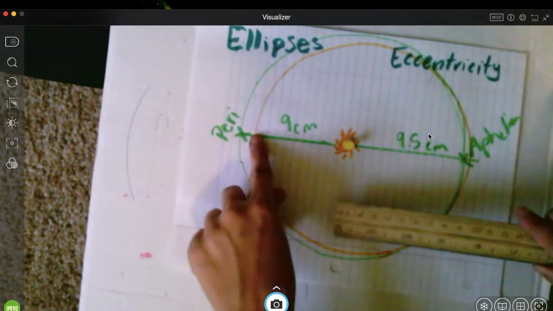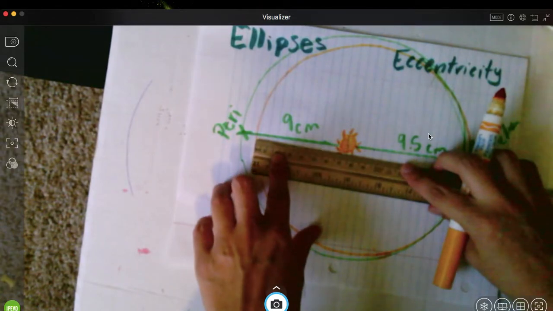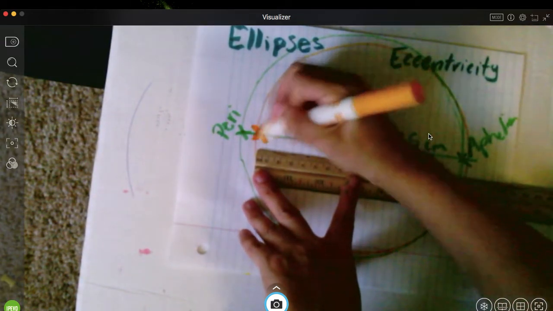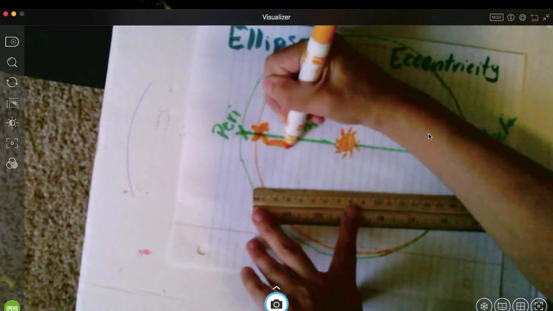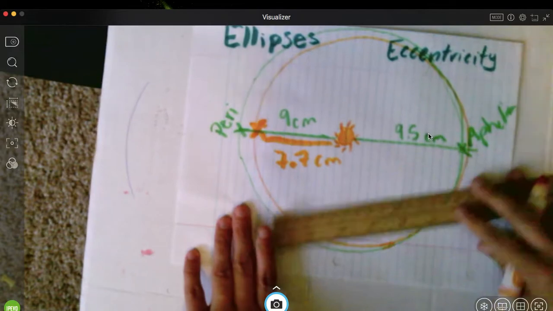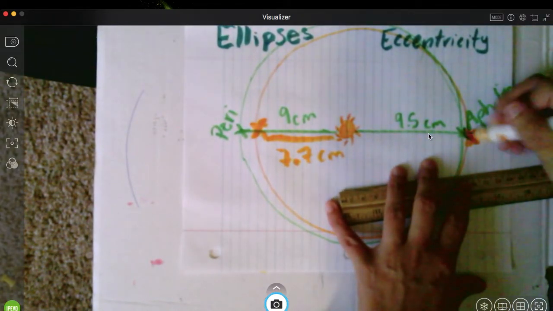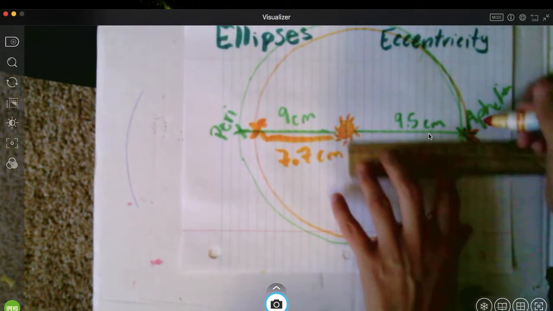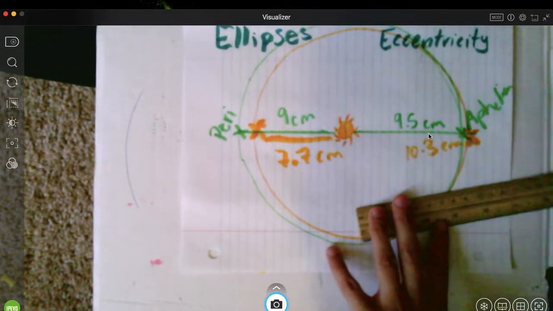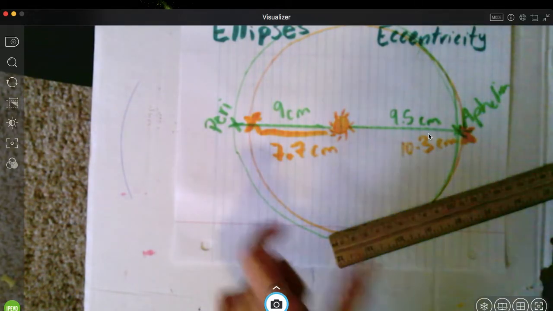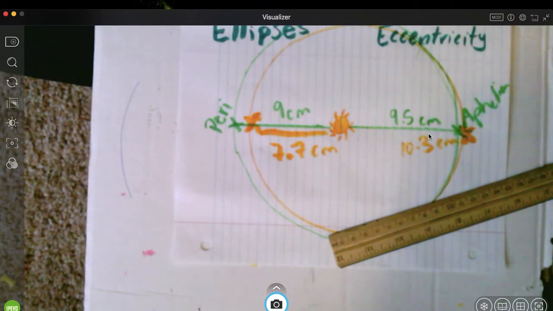So I'm going to do the same thing. I'm going to measure perihelion to the sun here. In this case, perihelion, right there, I'm going to put it down here so you can see it. That's about 7.7 centimeters. And over here at aphelion, for this orange line, this is about 10.3 centimeters. And I'm going to write that down on my chart, 7.7 centimeters, 10.3. So the difference between aphelion and perihelion has increased. This is becoming more of an oval and less of a circle.